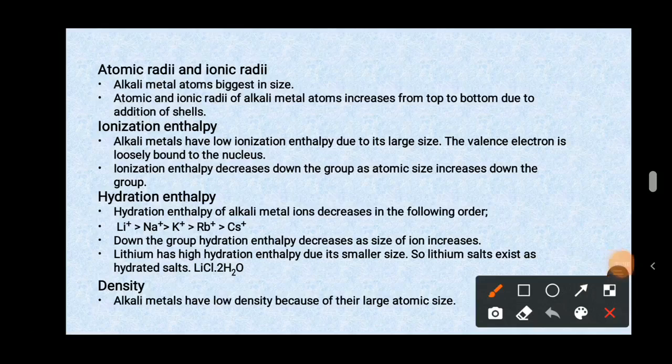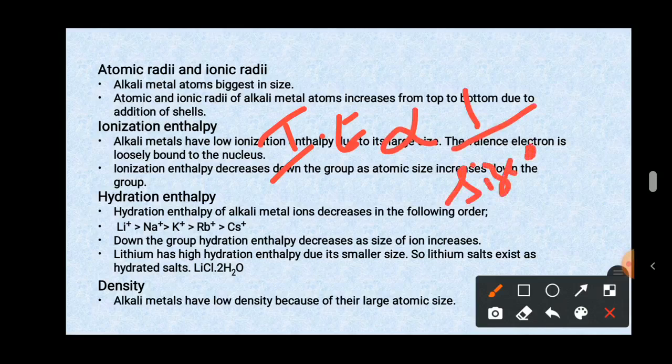One more point you can keep in mind: ionization enthalpy, which I have written as IE, is inversely proportional to the size of the cation. That means as the size of the cation increases, ionization enthalpy decreases, and as the size of the cation decreases, ionization enthalpy increases. So they are inversely proportional to each other.